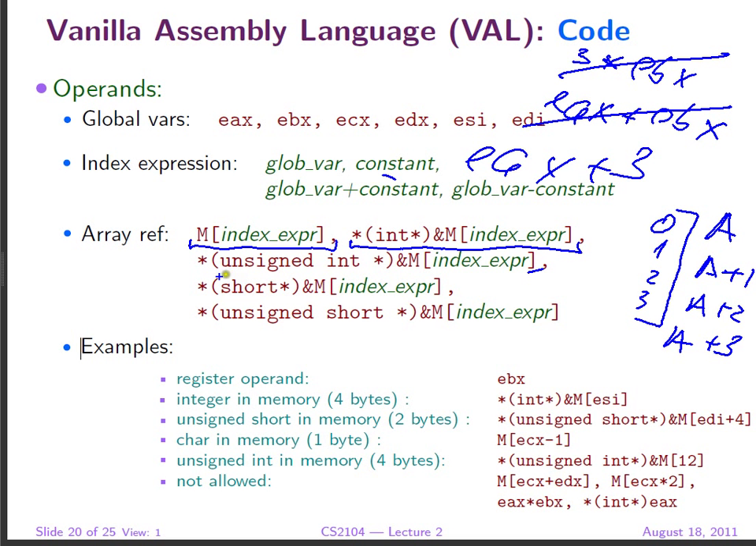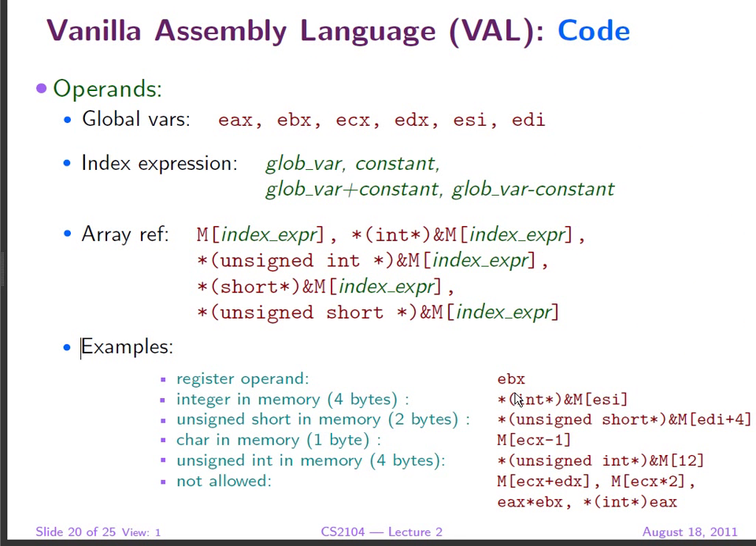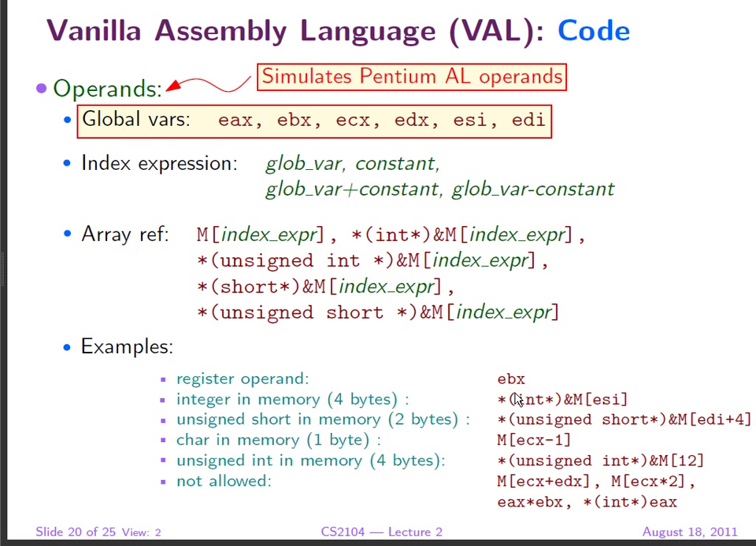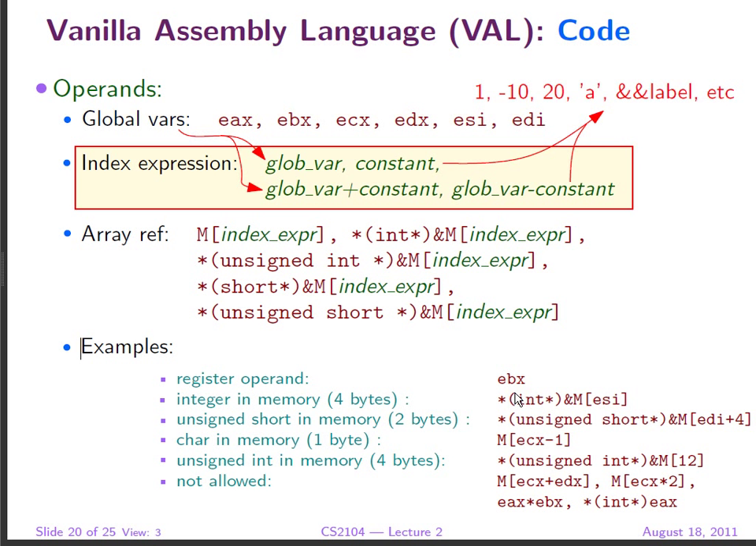Similar conversions will be required if we want to operate with unsigned integers or with 2-byte integers or with unsigned 2-byte integers. These two will be very infrequent. So we have a few examples here. Right? So, let's do the animation. We simulated Pentium operands. We have a few examples here.